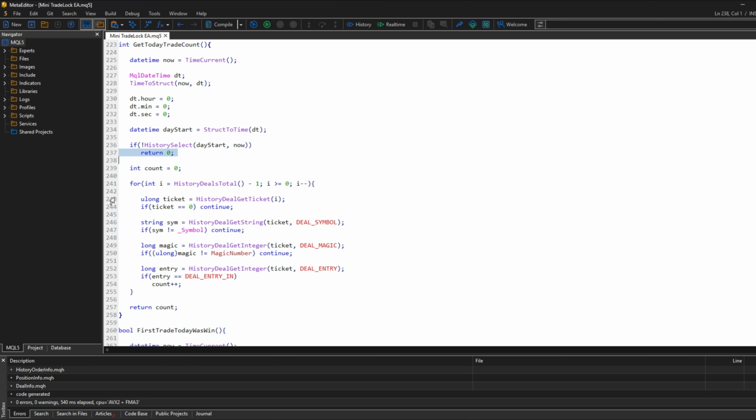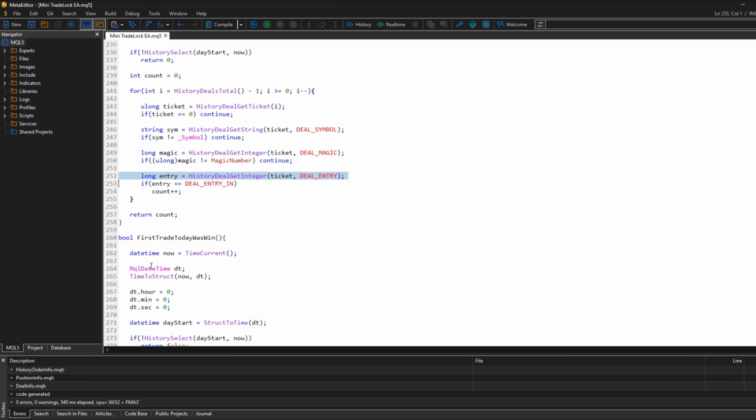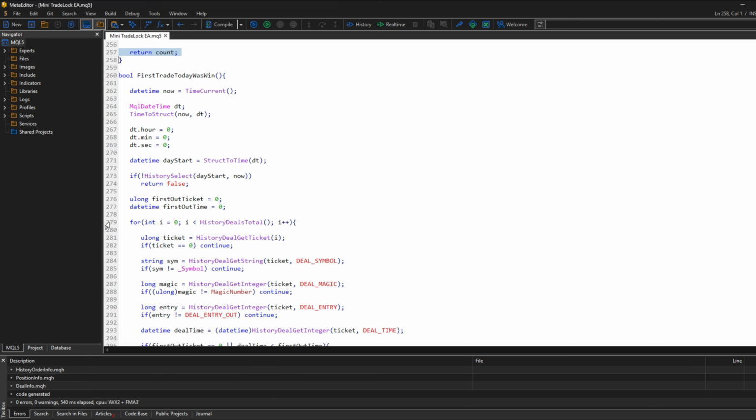For each deal, we get the ticket, we check the symbol, we check the magic number, and then check whether the deal was an entry. If it was an entry deal for the EA, we increase the count. At the end, we return the number of trades taken today. This is how we enforce the max trades per day rule.